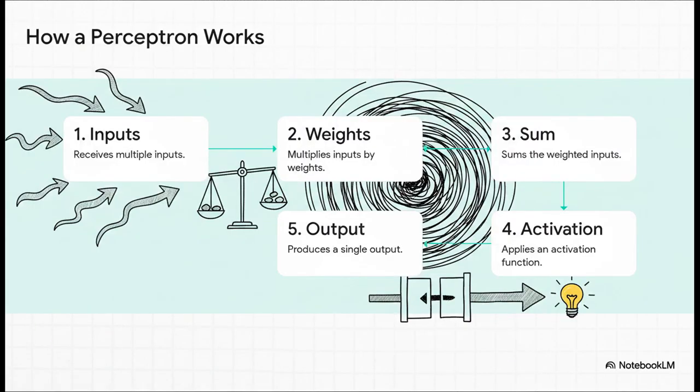Now, what's really cool is how this simple little unit actually works. It gets a bunch of information, right, but it doesn't treat it all equally. It uses these things called weights to decide how important each piece of input is. Then it just adds up all that weighted evidence and uses something called an activation function, which was basically just a simple yes or no threshold to make a final call and spit out a single output.